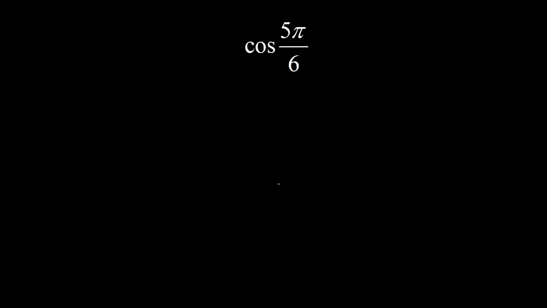So consider cosine of 5 pi over 6. Now this answer is on that table. In other words, if you memorize that table, you could just tell me this answer right now. And again, nothing wrong with that. The approach I take is to look at a coordinate system and determine what quadrant 5 pi over 6 is in.